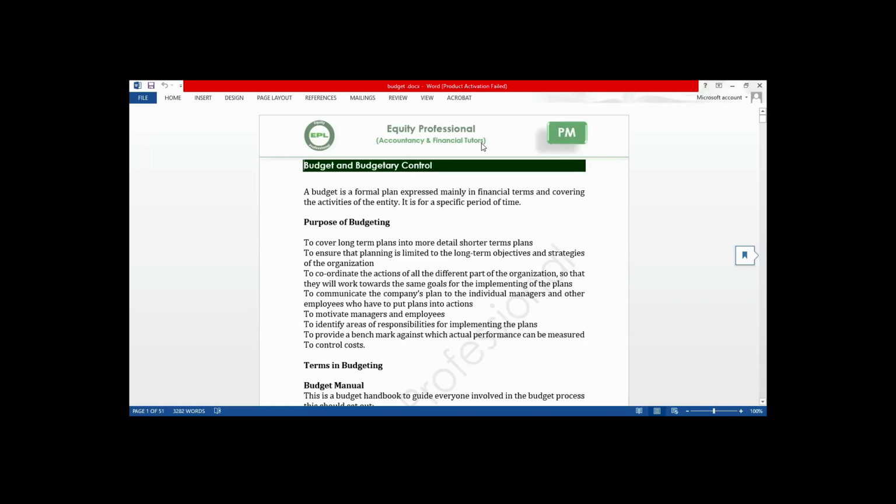Now, why budgeting? That is the purpose of budgeting. Budgeting is a means of translating companies' long-term objectives into achievable short-term plans.